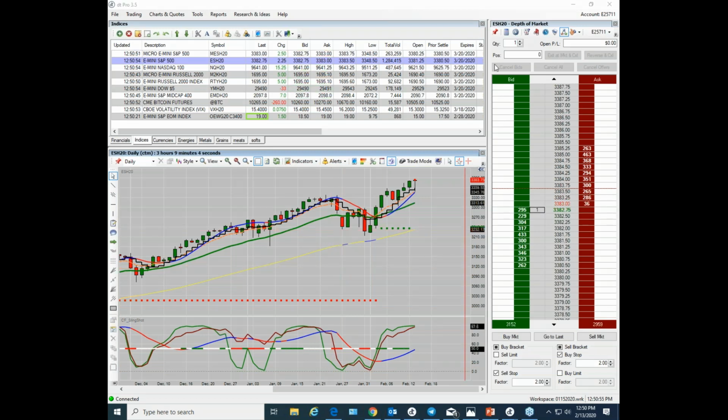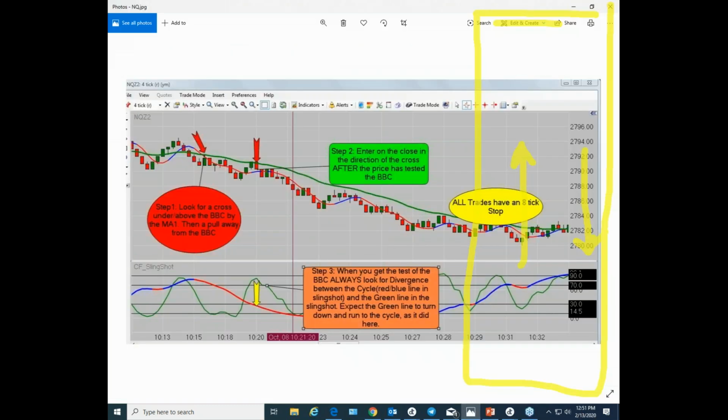If you're brand new, let me move this out of the way and get my little marker out here, the highlighter. This is our DOM, short for depth of market. This is where we do our buying, and this is where we do our selling. So what we're going to end up doing is looking for that same trade setup, this one right here.